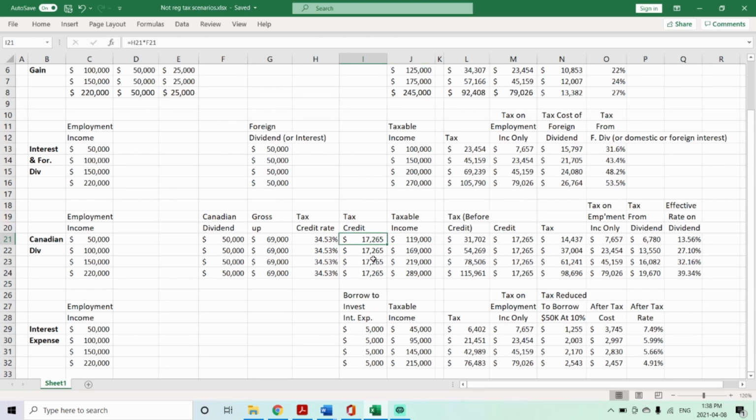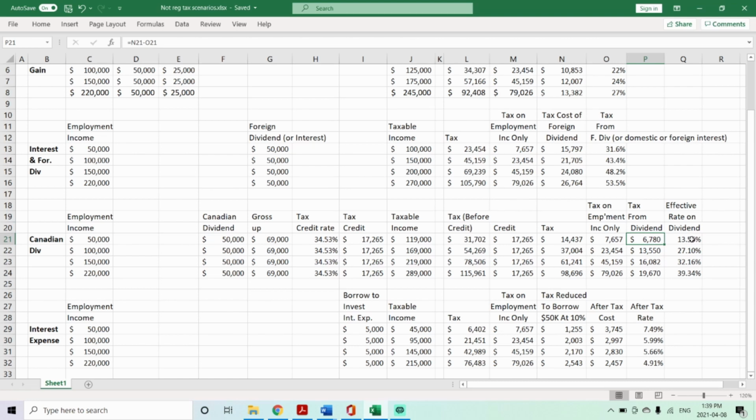Well, we also get this, the tax credit of $17,265. That is, there's the tax credit rate, multiply that by the dividend, that gives you the tax credit. Okay, so how this works. Taxable income, $119,000. Tax on $119,000 is $31,702. We then apply the credit. So $31,702 minus $17,265 equals $14,437. That's what we pay. Tax on employment income would have been $7,657, and therefore tax on the dividend is $6,780.